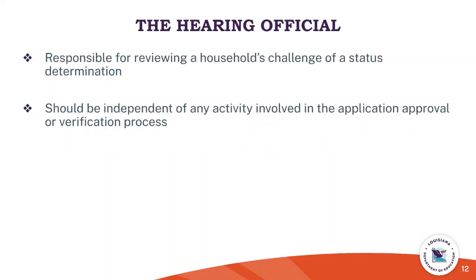Lastly, the hearing official is responsible for reviewing a household's challenge of a status determination. This person should otherwise be independent of any activity involved in the application approval and verification process. Often, a superintendent, business manager, or child welfare advocate will fill this role.